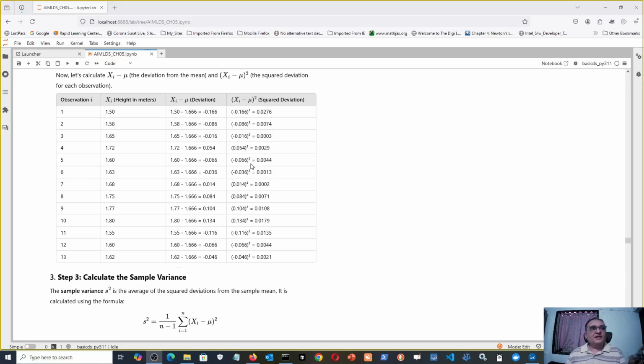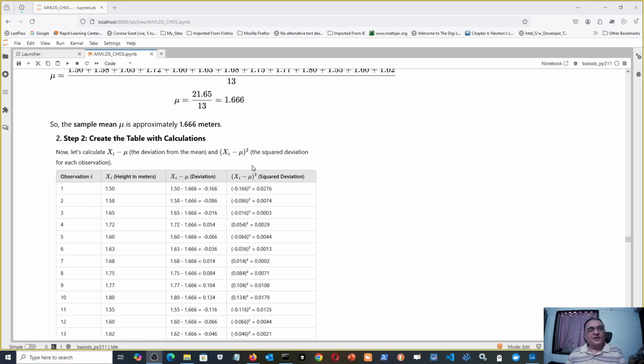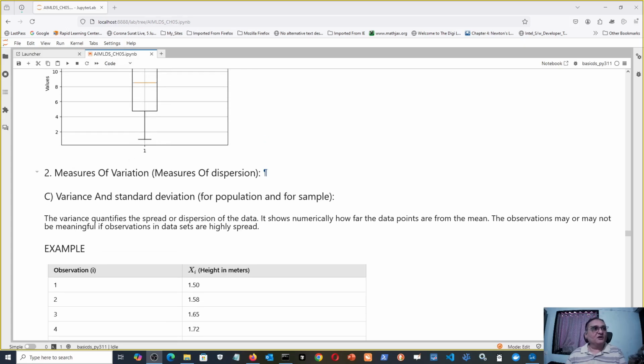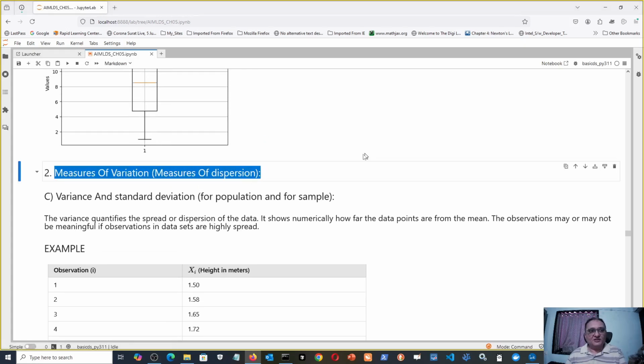Hello and welcome to the next lecture in chapter 5 of our comprehensive course on AI ML DS. In the previous lecture we talked about measures of central tendency. In this lecture we want to talk about measures of variation, or measures of dispersion.